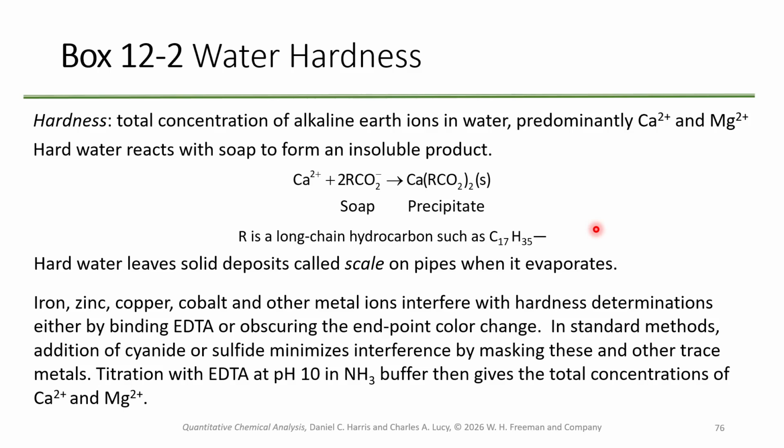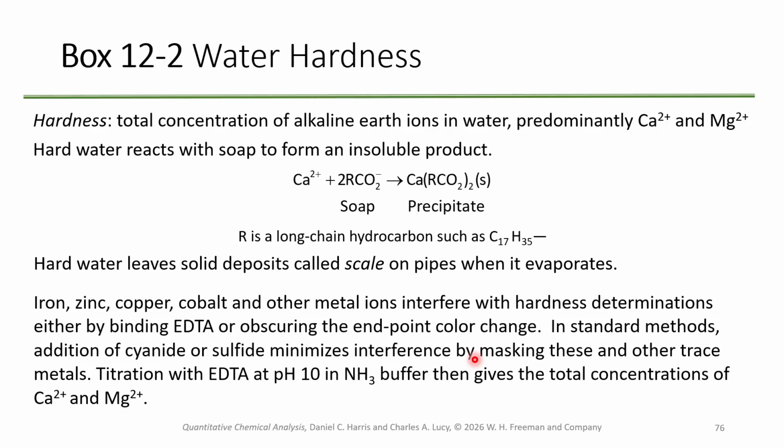Note that hardness refers to the alkaline earth metals, but there are also other metal ions that can cause the same issues. Hard water leaves these deposits, called scale, on pipes when it evaporates. Iron, zinc, copper, cobalt, and other metal ions will also interfere with the hardness determinations, because they'll bind to the EDTA and obscure the endpoint color change.